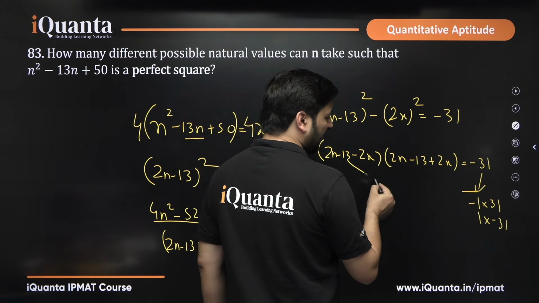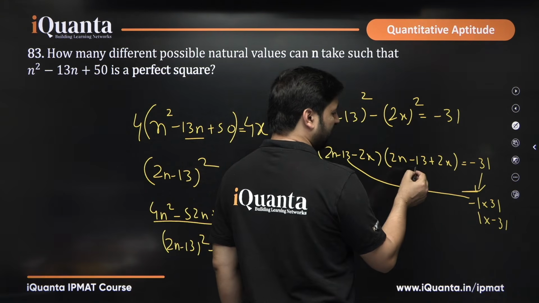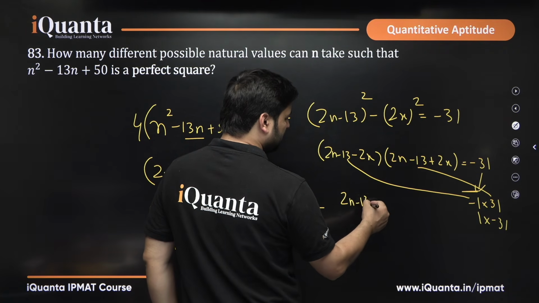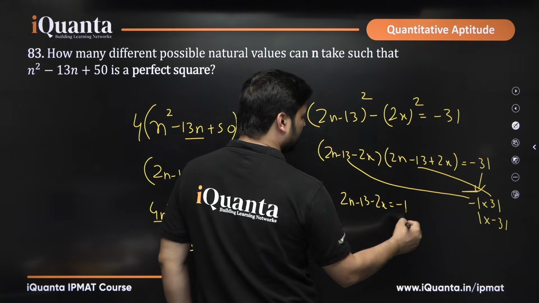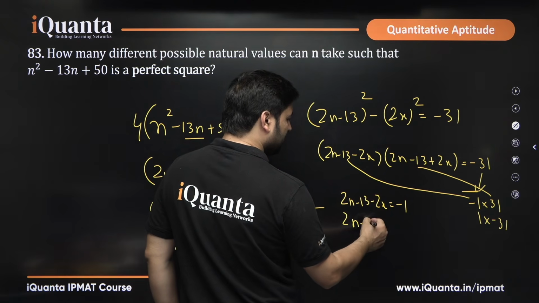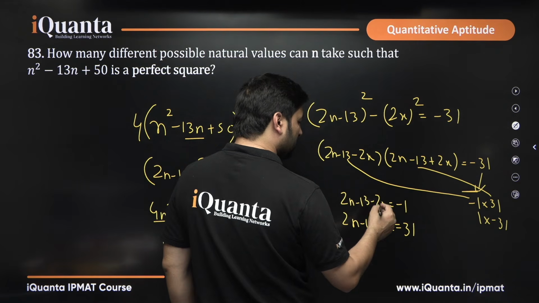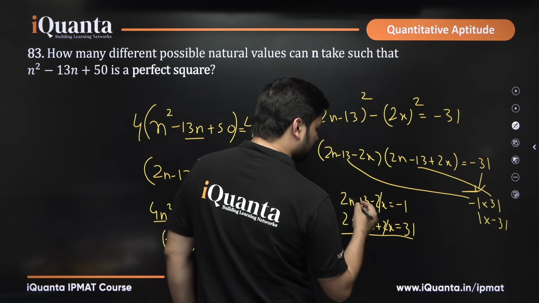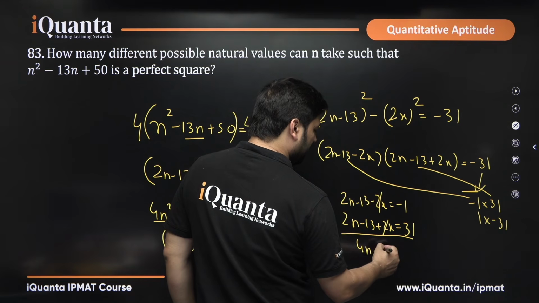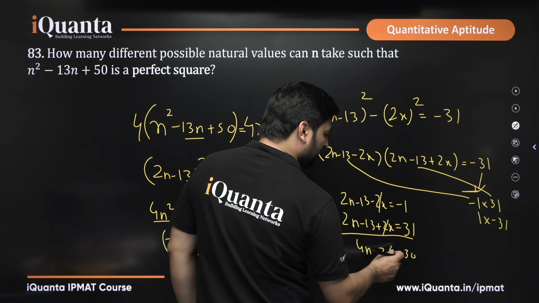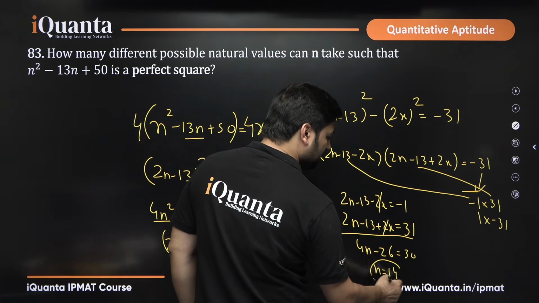So, in one of the solutions, this will be given equal to minus 1, this will be given equal to 31. So, let us do that. Say 2n minus 13 minus 2x is equal to minus 1, and 2n minus 13 plus 2x is equal to 31. If you add both of them, x cancels, what do you get? You get 4n minus 26, that is equal to 30. So, n will be equal to 56 by 4, that means 14. So, n will be 14.